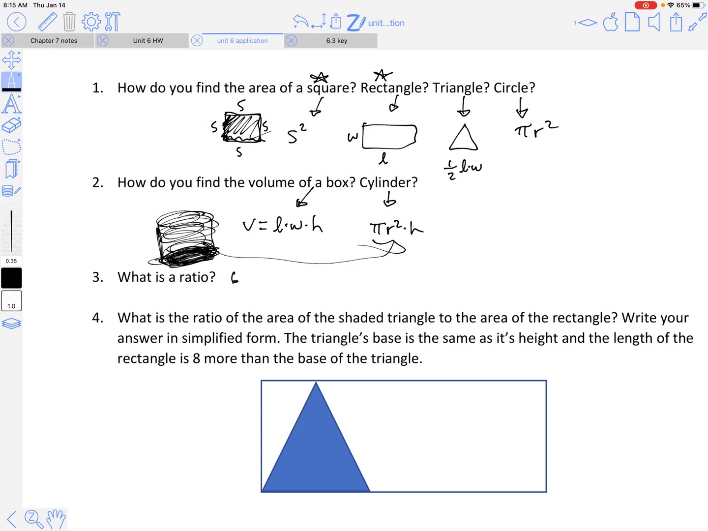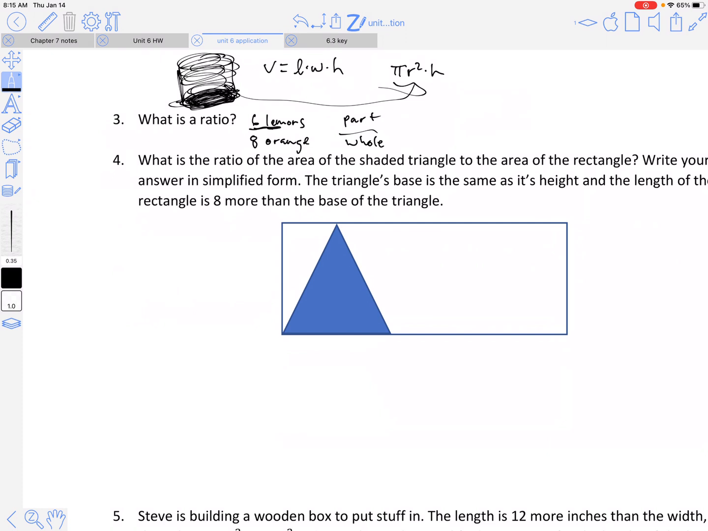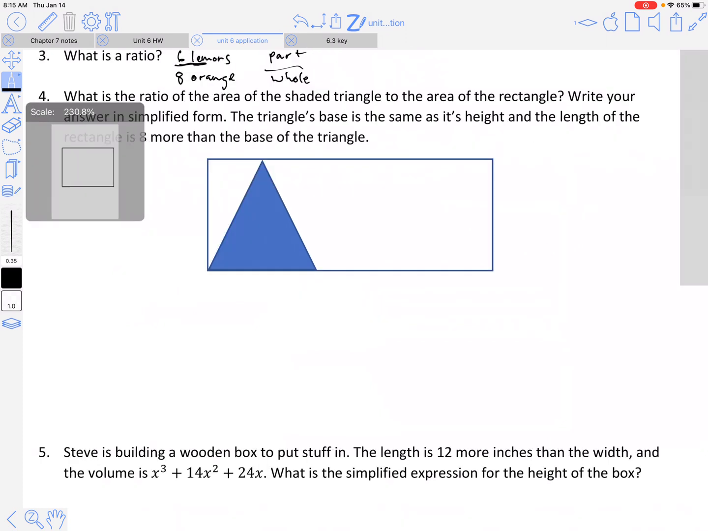Maybe I have 6 lemons for every 8 oranges. When I'm picking, so my parents live in Arizona and they don't have as many lemons, so maybe they have a ratio of 6 lemon trees to 8 orange trees. So a ratio is that comparison. Sometimes it's part over whole. That's more getting into a proportion, but we'll stop there with that.